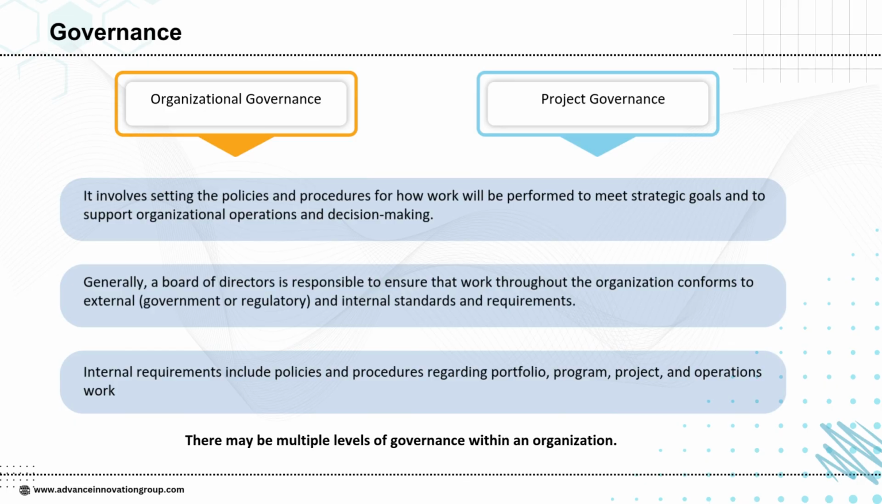Typically, a board of directors provides oversight to confirm that all work across the organization complies with these expectations. Internal governance also covers policies for managing portfolios, programs, projects, and operations. In practice, governance can exist at multiple levels within an organization to provide structure, accountability, and consistency.